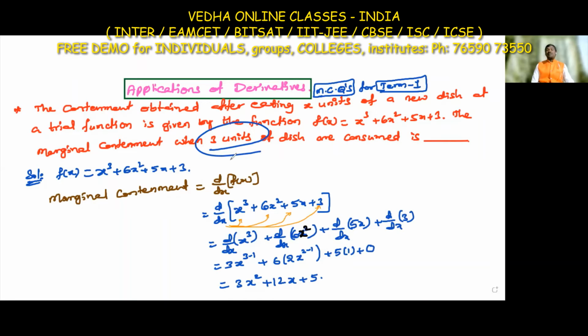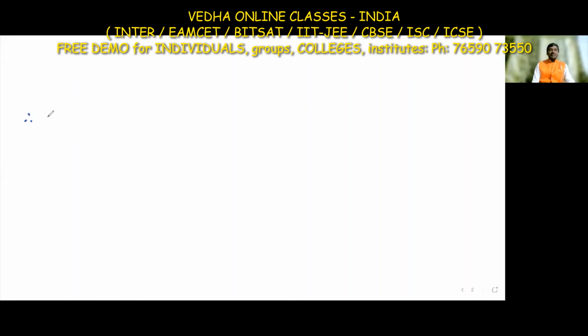But what is given here? 3 units of dish are consumed. He is asking about a particular case. That means x is equal to 3. So just substitute x is equal to 3 and find out the value here. Therefore, marginal containment is equal to d by dx of f of x after getting the answer.